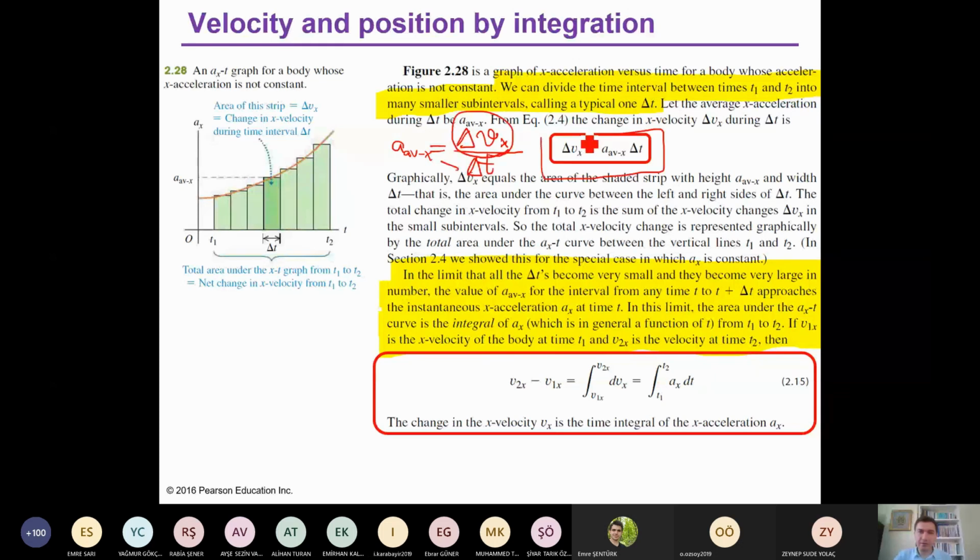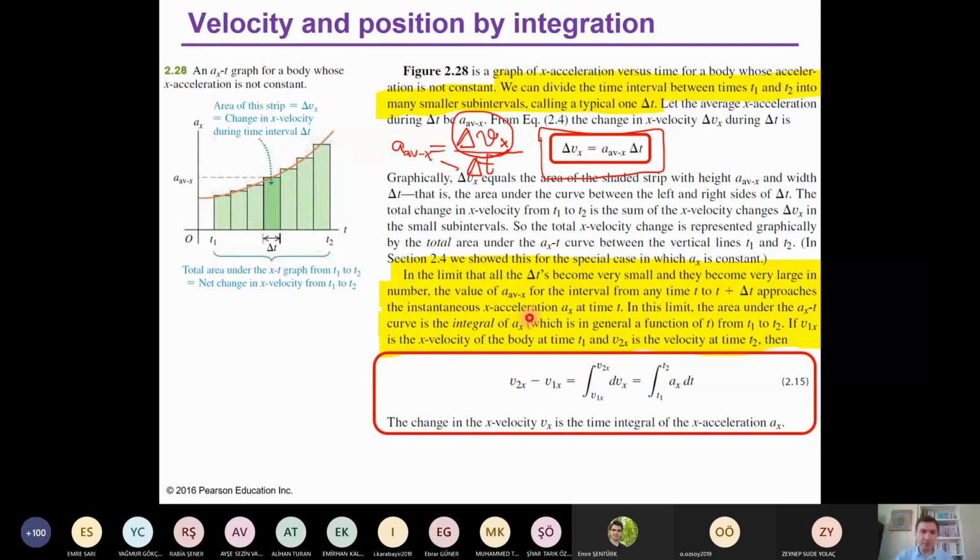So let's continue. In the limit that all the delta t's, very short sub-time intervals, become very small and become very large in number, so you have many delta t's here, the value of average acceleration for the interval from any time t to time t plus delta t approaches the instantaneous x acceleration at time t. So what was the instantaneous acceleration? Instantaneous acceleration was acceleration for a very short moment, okay?